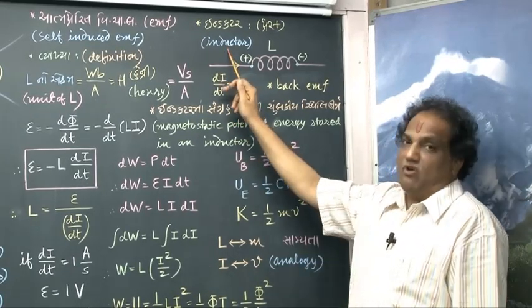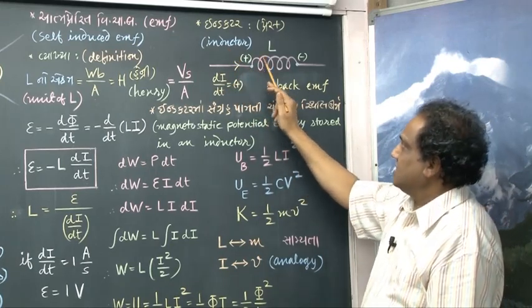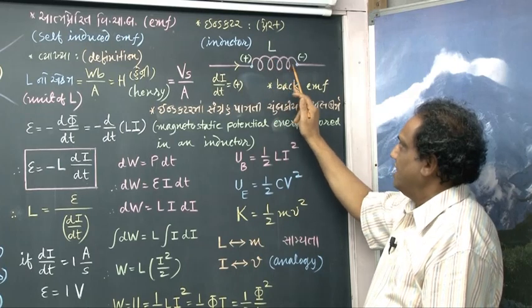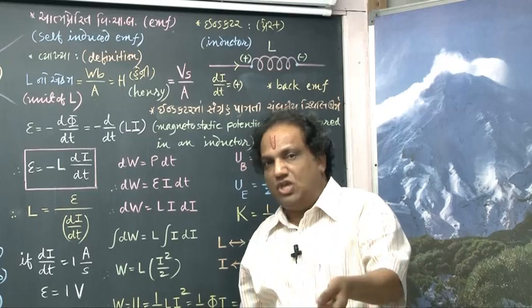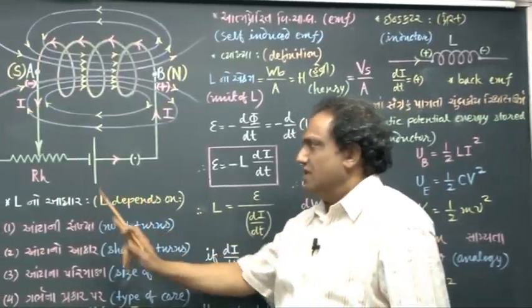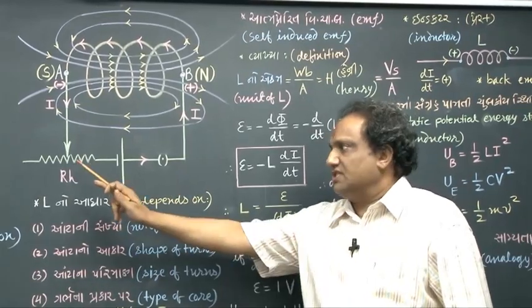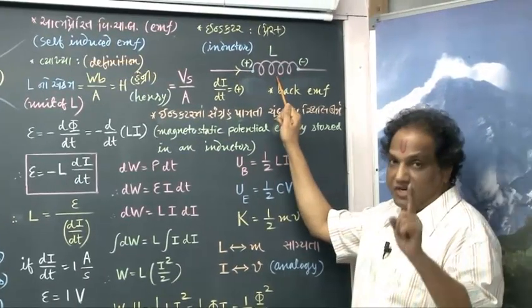The circuit symbol for showing the presence of an inductor is this. This is the symbol for showing inductor. You know how to represent resistance. You know how to represent battery. This is the circuit symbol for battery. This is the circuit symbol for key. This is the circuit symbol for rheostat. Similarly, this is the circuit symbol for inductor.